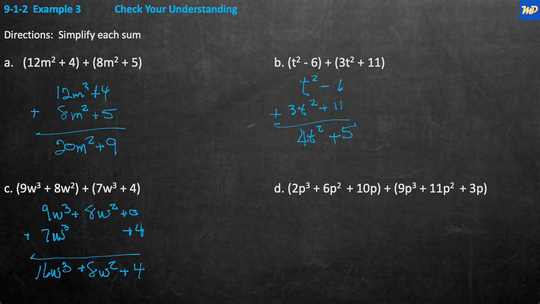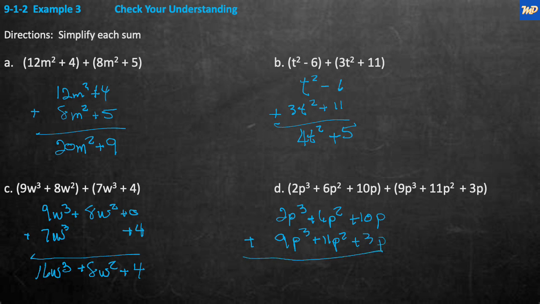So let's see what this one does. A little bit longer. Let's see how this one goes. We have a cubed and a cubed, so I'm going to say 2p cubed. And then we have a squared and a squared, so we have plus 6p squared. And then we have a p plus 10p, and we're going to add 9p cubed plus 11p squared plus 3p.